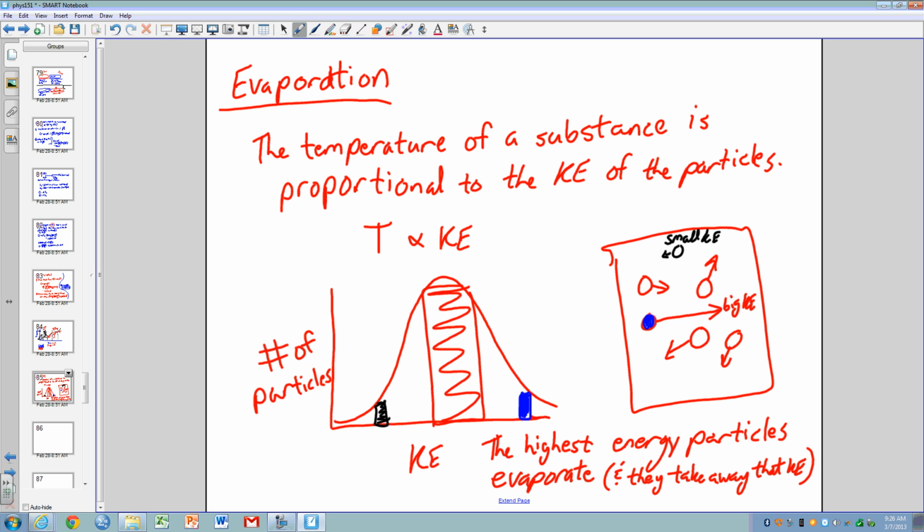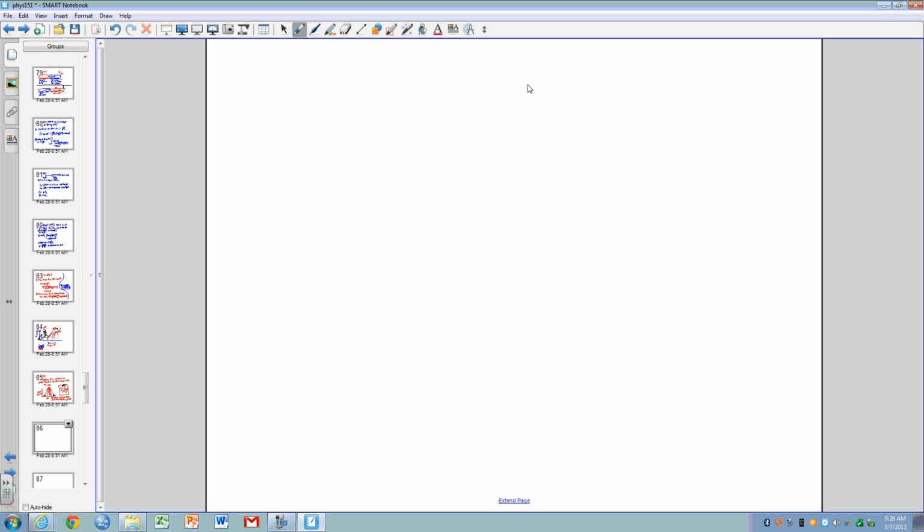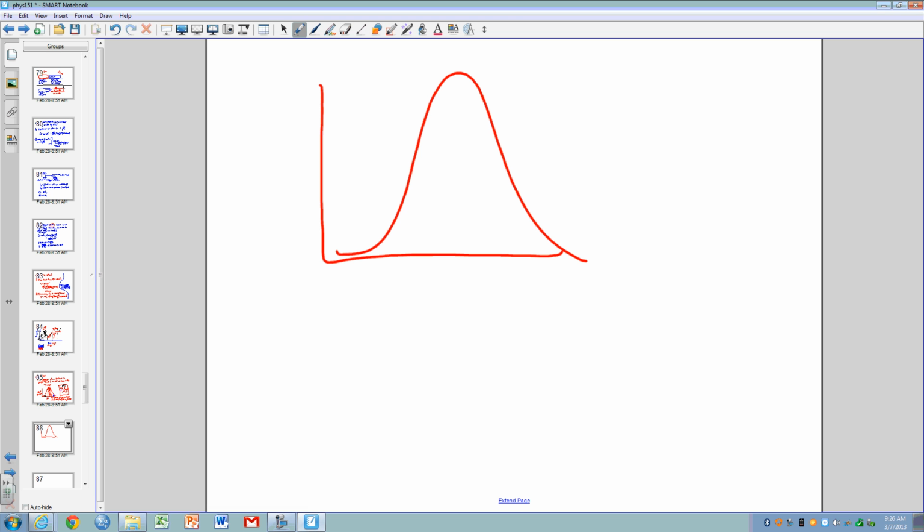Now, some of the particles will actually become a solid. And in contrast to evaporation, let me go to the next slide. Let me redraw that figure. So here, on my distribution of particles, I had the high kinetic energy, I had the low kinetic energy, and then I had sort of the average particles. We said these will evaporate.